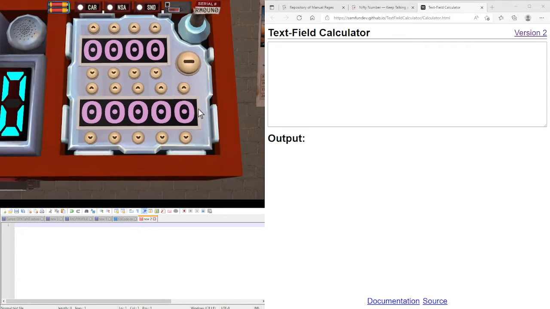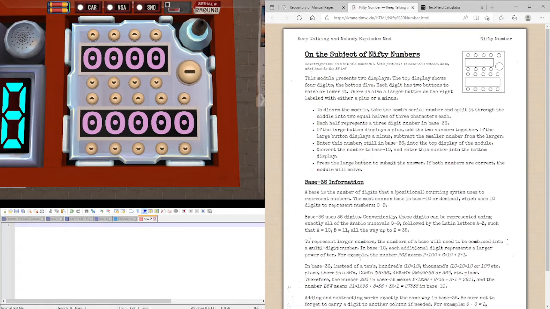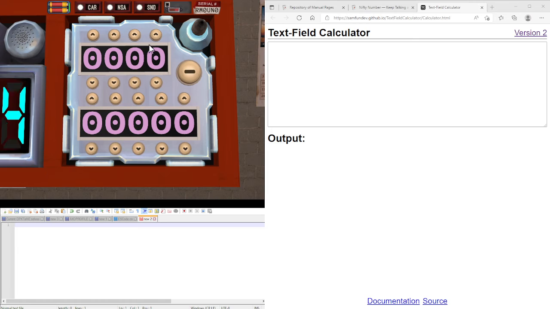Hey guys, Asew here. Today we'll be going over the module Nifty Number. The basic gist of this module is we're going to be adding or subtracting base 36 numbers and giving the answer in base 36 and base 10.